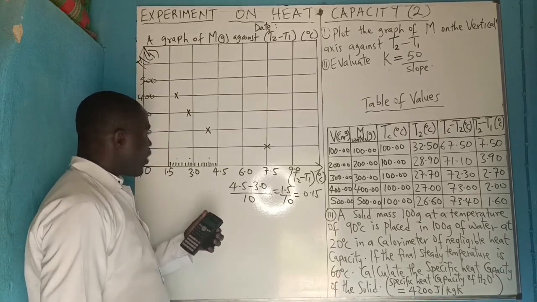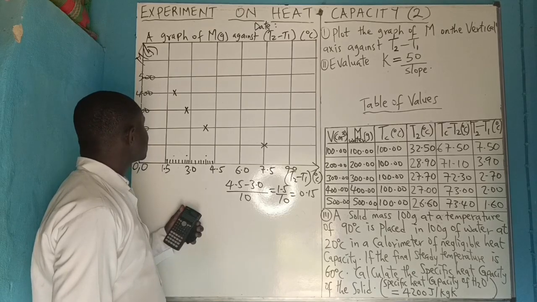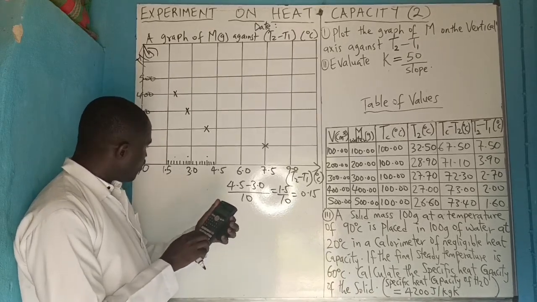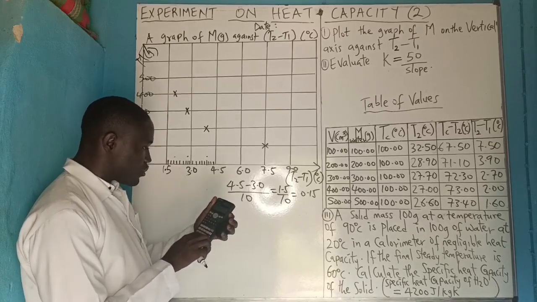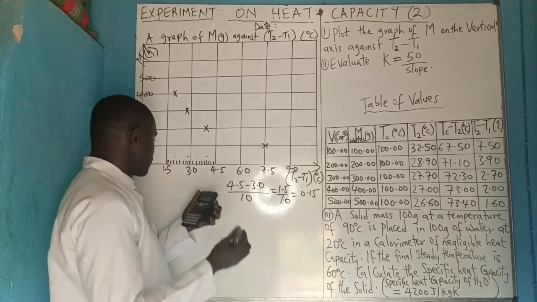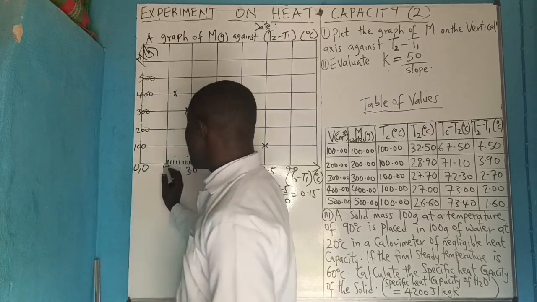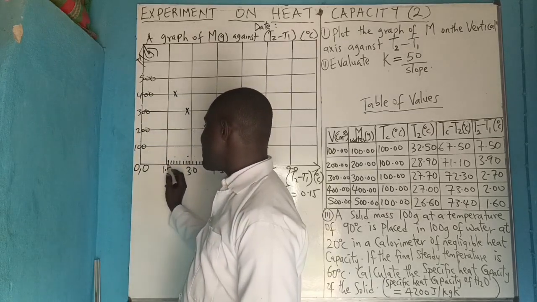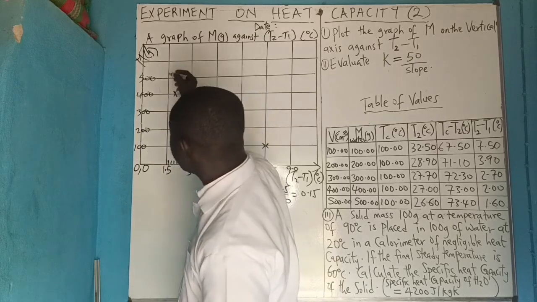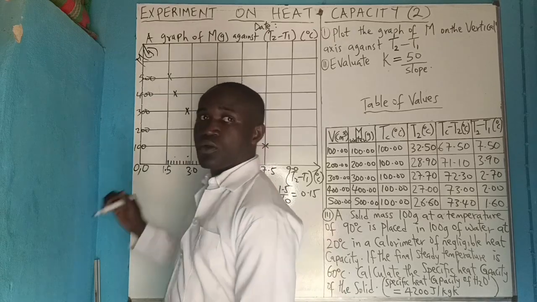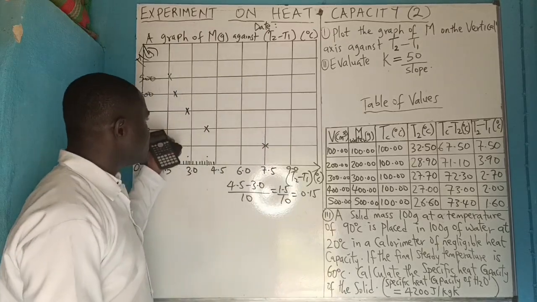Then 1.6 against 500. 0.15 plus 1.5 is 1.65. So that means in between the 1.5 and the next small line, we put it here. So we have noted this now.